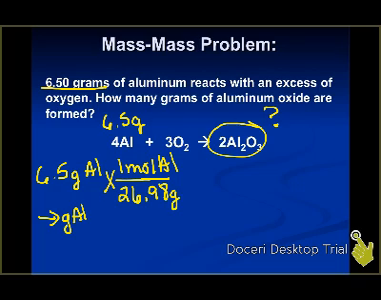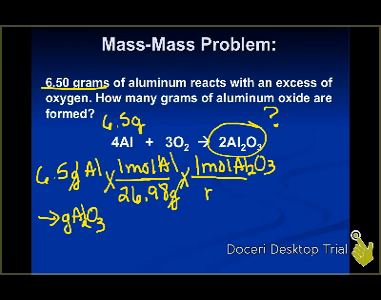Got rid of grams. Now we're in moles of aluminum. That's not what we want. We want grams of aluminum oxide. Well, I don't know of a conversion factor that allows us to go from moles of aluminum to grams of aluminum oxide, because we can't go from one compound to the next, so we have to change our compound. The only way you can change your compound is if you change your moles, so we have to do a mole ratio. We're going to put the moles that we want. We want moles of aluminum oxide. We have moles of aluminum.